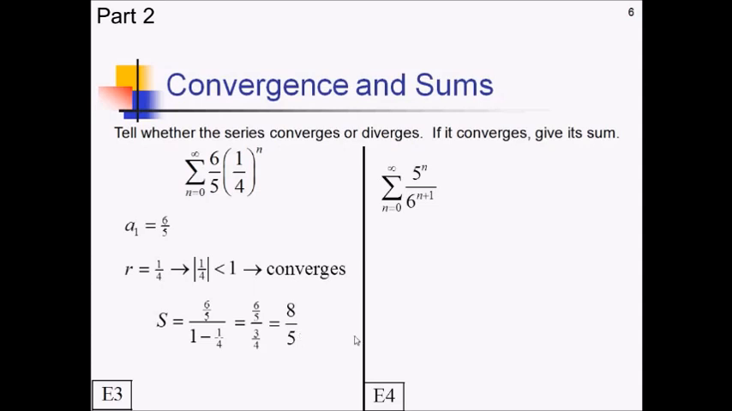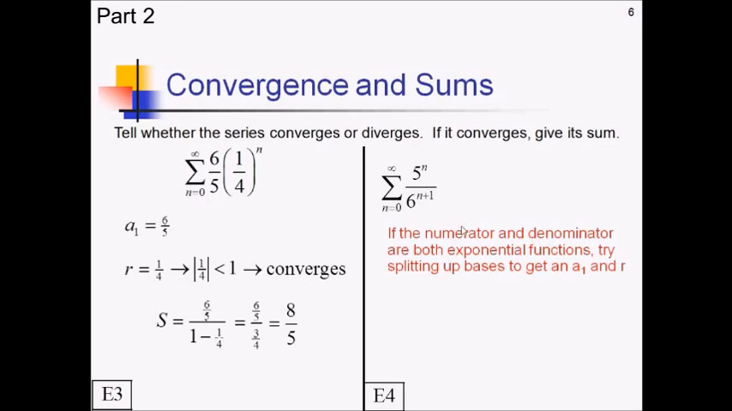All right, let's go ahead and do this next one now. We'll start this next one together because this can be a little bit tricky in the beginning. So for this one, whenever you have exponential functions in both the numerator and the denominator, both exponential functions, you can try splitting up the bases and see if you can get an a1 and r out of that. So here's what I mean by that. Like this 6 to the n plus 1, we can split this up into 6 times 6 to the n.